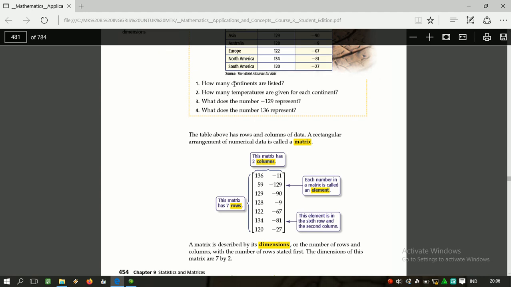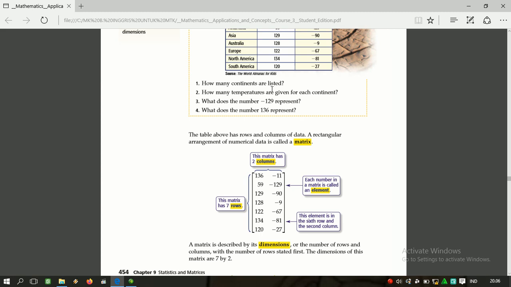Number 1. How many continents are listed? Number 2. How many temperatures are given for each continent? Number 3. What does the number 129 represent? Number 4. What does the number 136 represent? The table above has rows and columns of data.